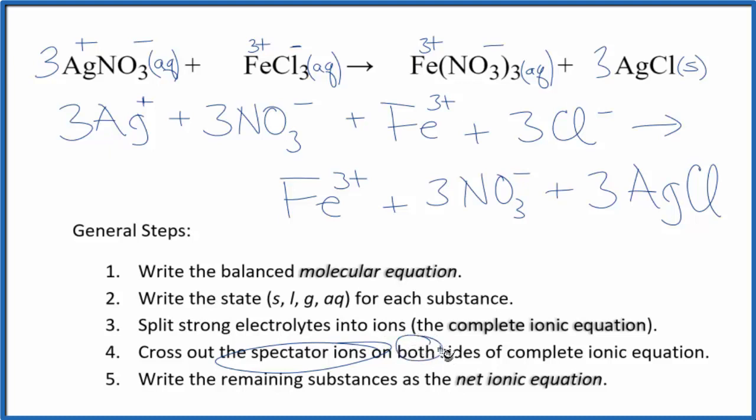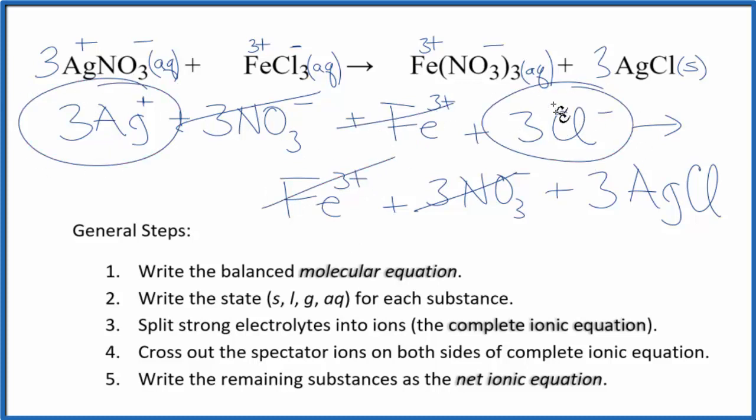They're on both sides of our complete ionic equation. I can see in the reactants there are 3 nitrate ions here and 3 here. I can just cross those out. They haven't changed. We're not interested in those. There's also an iron 3 ion here, and then in the products. Cross it out. What's left is the net ionic equation. I'll clean this up and write the states in, and we'll have our net ionic equation for AgNO3 plus FeCl3.